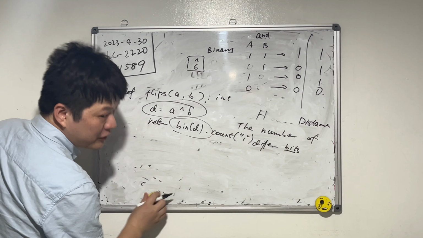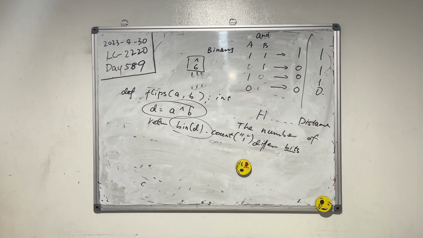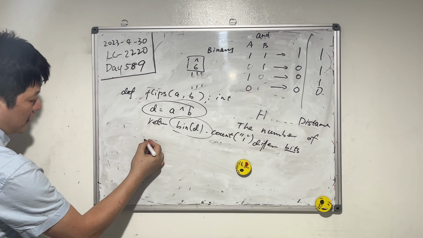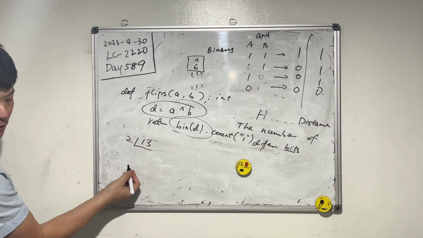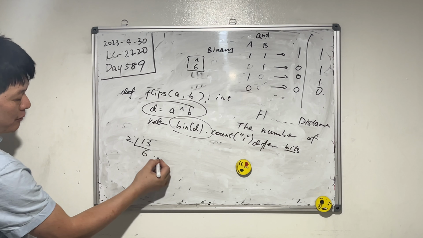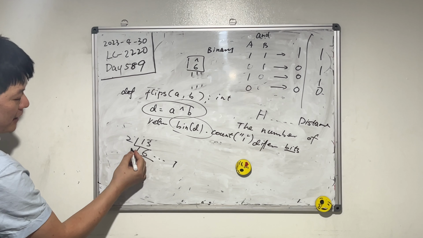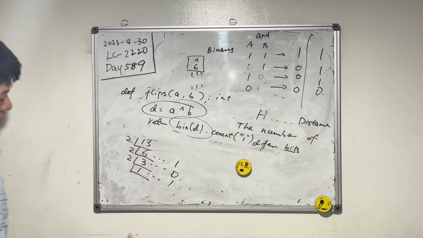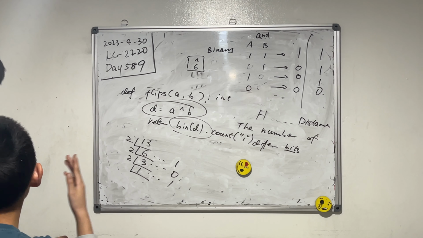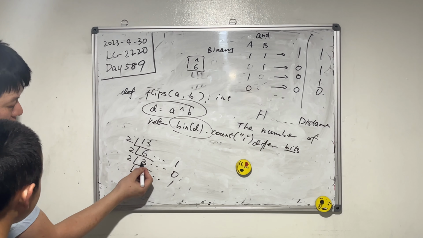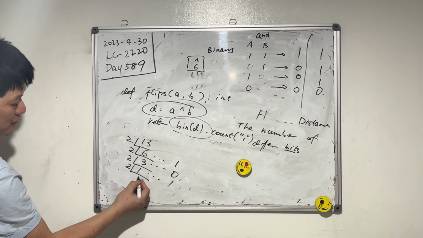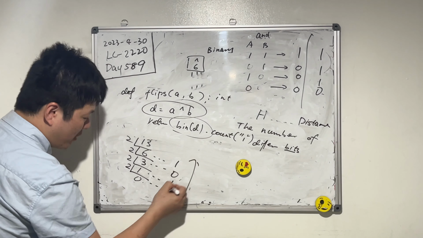Let's take a look at 13. What's the binary for 13? Okay, look. 13 divided by 2, 6 remaining 1. 6 divided by 2, 3 remaining 0. Okay, put it here. 3 divided by 2, 1 remaining 1, right? 1 divided by 2 is 0 remaining 1. So the answer is 1, 1, 0, 1.